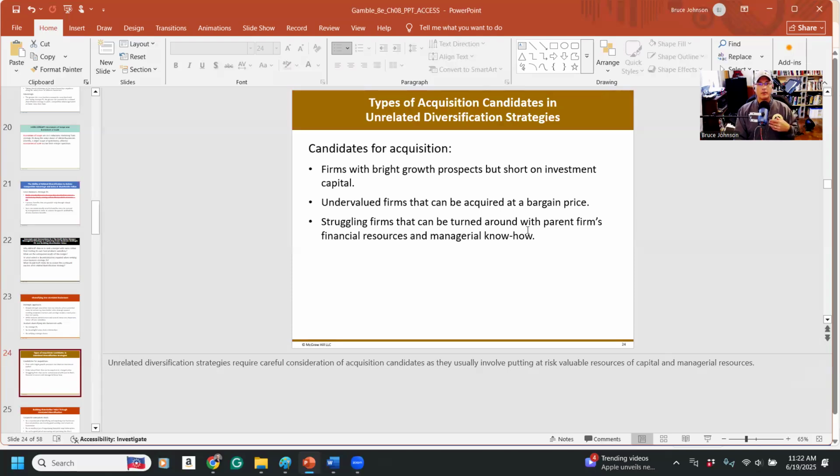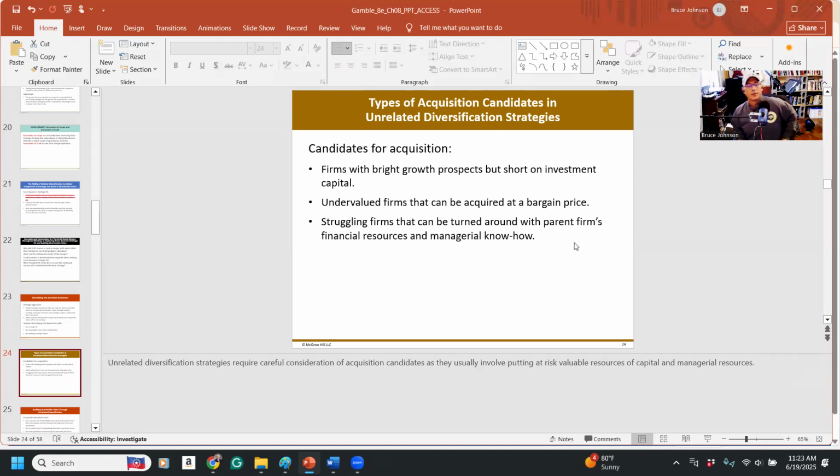Here we're just talking about who you would want to go after in a merger acquisition into an unrelated business. Other things that you would want to pay attention to would be those firms that would have high growth prospects but short on investment capital. In other words, this actually goes back to the rules of mergers and acquisitions. So if you understand that, you don't need to worry about this. Undervalued firms that are acquired at a bargain price. Struggling firms that can be turned around with parent firms' financial resources or managerial know-how.